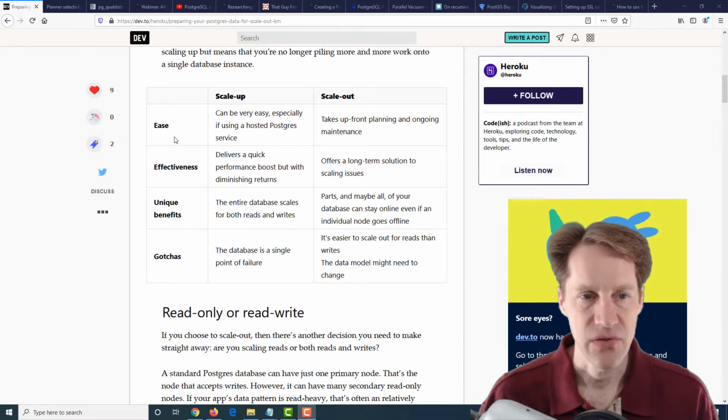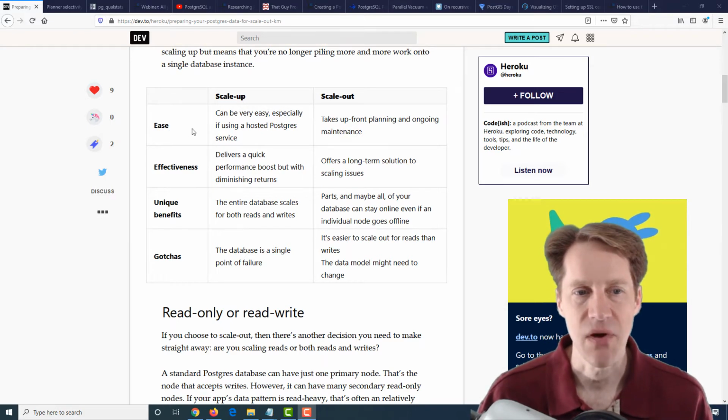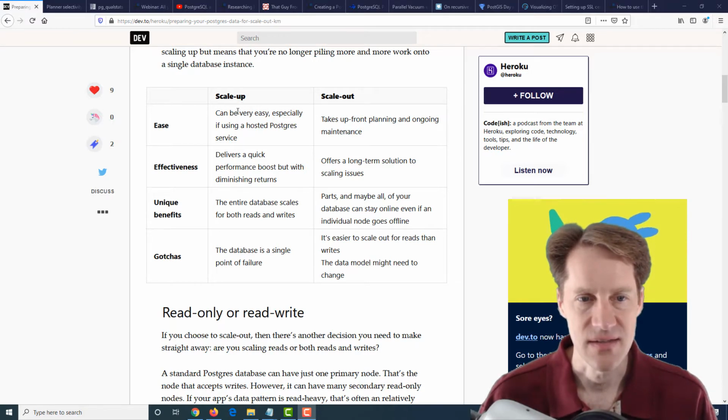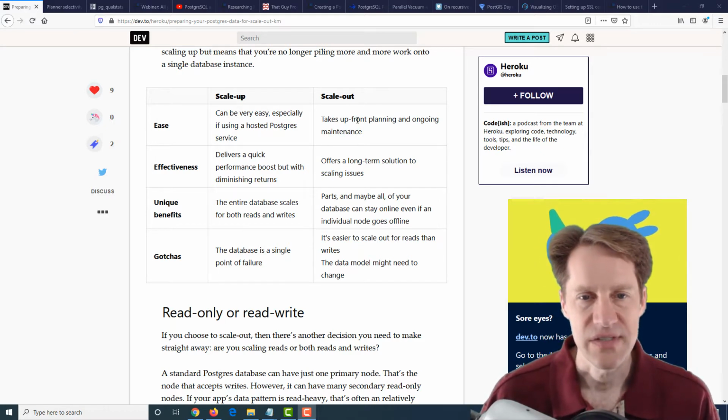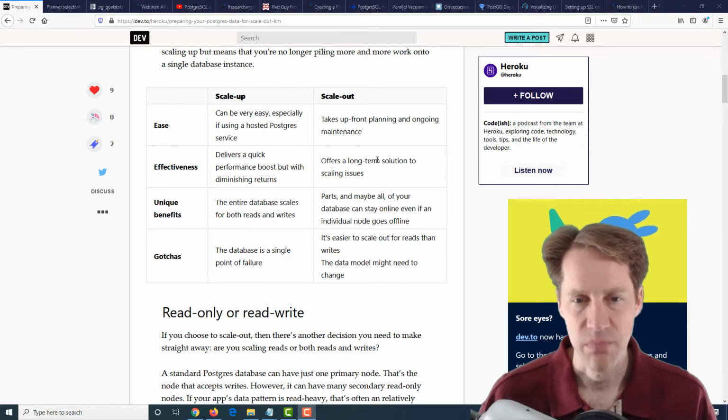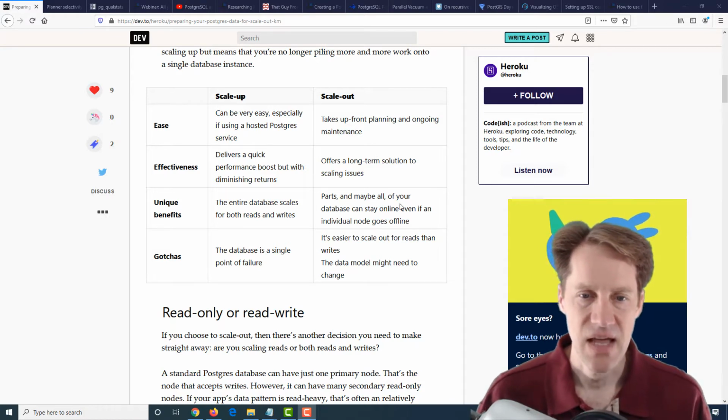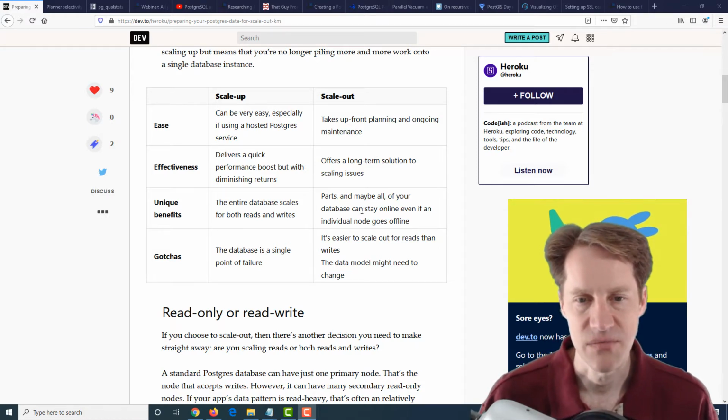And they have a little table that talks about the ease of doing both, the effectiveness, unique benefits, and gotchas. Basically, the easiest is definitely the scale up. It's relatively quick to do. The gotcha is a single point of failure, whereas scaling out requires some more planning upfront. But it does have some interesting benefits in terms of maintaining the database being online.